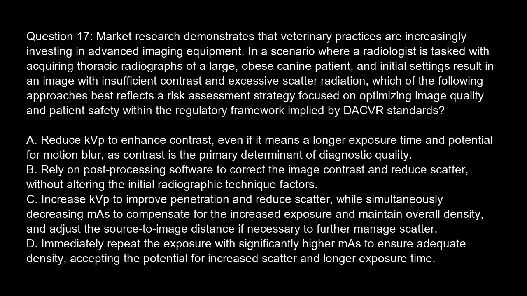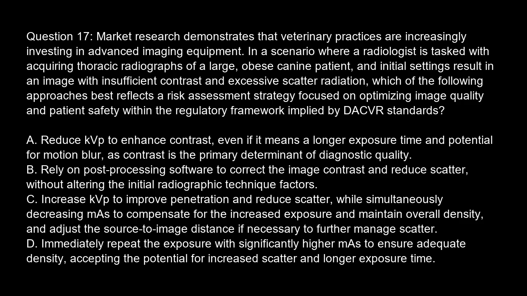Option A. Reduce kVp to enhance contrast, even if it means a longer exposure time and potential for motion blur, as contrast is the primary determinant of diagnostic quality. Option B. Rely on post-processing software to correct the image contrast and reduce scatter, without altering the initial radiographic technique factors. Option C. Increase kVp to improve penetration and reduce scatter, while simultaneously decreasing mAs to compensate for the increased exposure and maintain overall density, and adjust the source-to-image distance if necessary to further manage scatter.